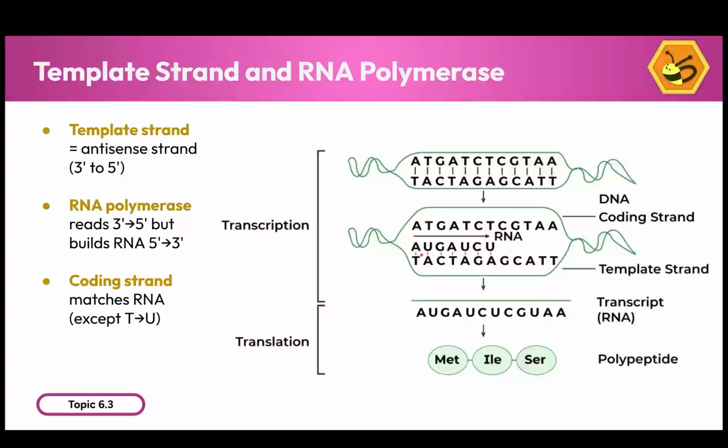And why is that? This is because of base-by-base pairing. A always pairs with T or U in this case, and C always pairs with G. And that's why the RNA will always match the coding strand, except all thymines in the coding strand are replaced with uracil.